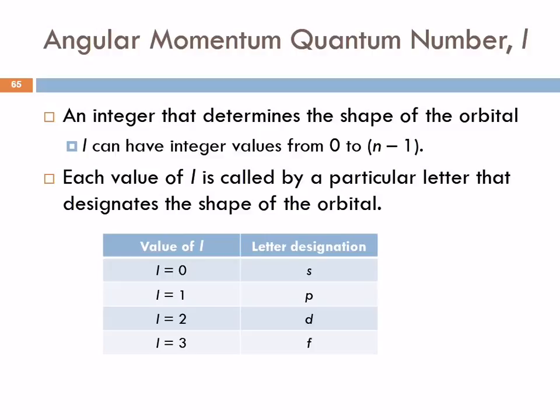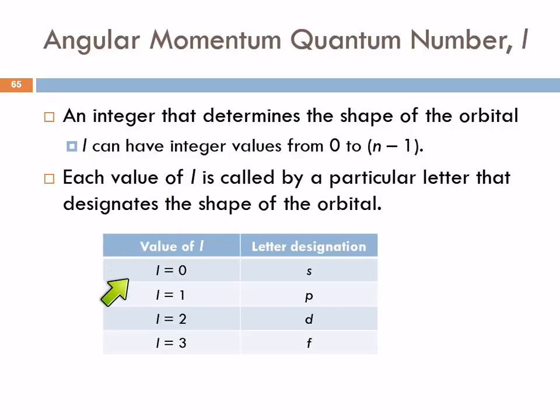So that's the principal quantum number. The angular momentum number determines the shape of the orbital. And we'll look at what the shapes are later. We said that n can be any whole number starting with 1. L is restricted based on what the n is. And so L can be an integer from 0 up to n minus 1.